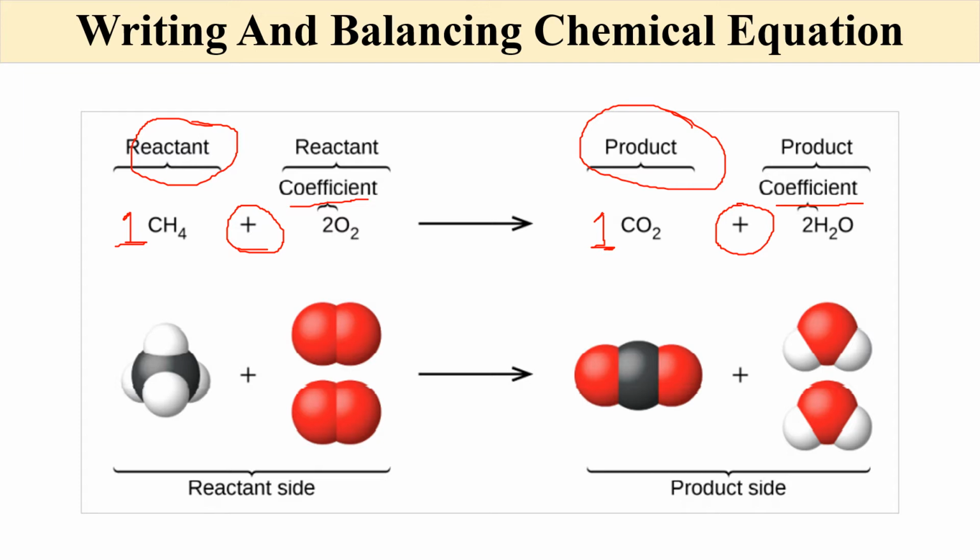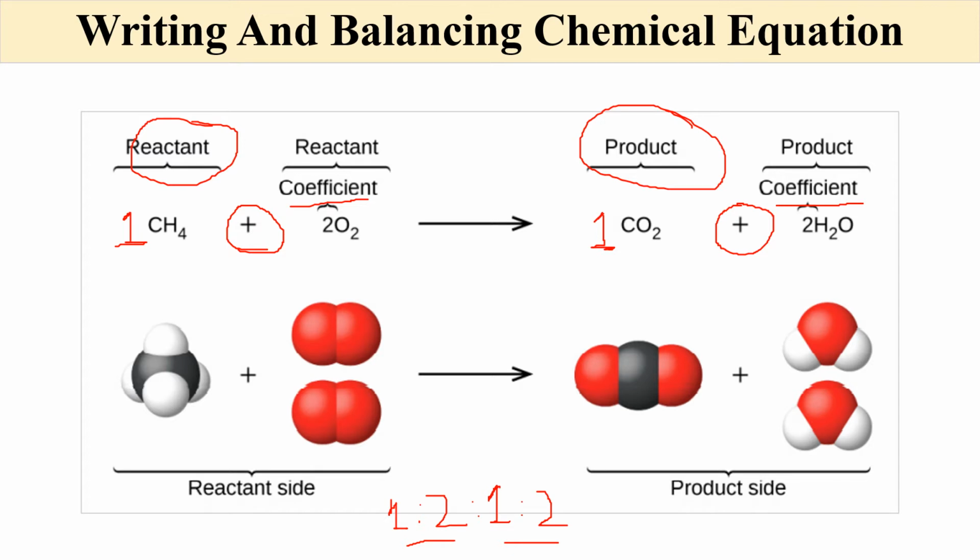Methane and oxygen react to yield carbon dioxide and water molecules in a ratio. From the coefficients we can figure out and write the ratio. So 1 is to 2 is to 1 is to 2. These are the ratios for the reactants and these two are for the products. So methane and oxygen yield carbon dioxide and water in a ratio 1 is to 2 is to 1 is to 2.